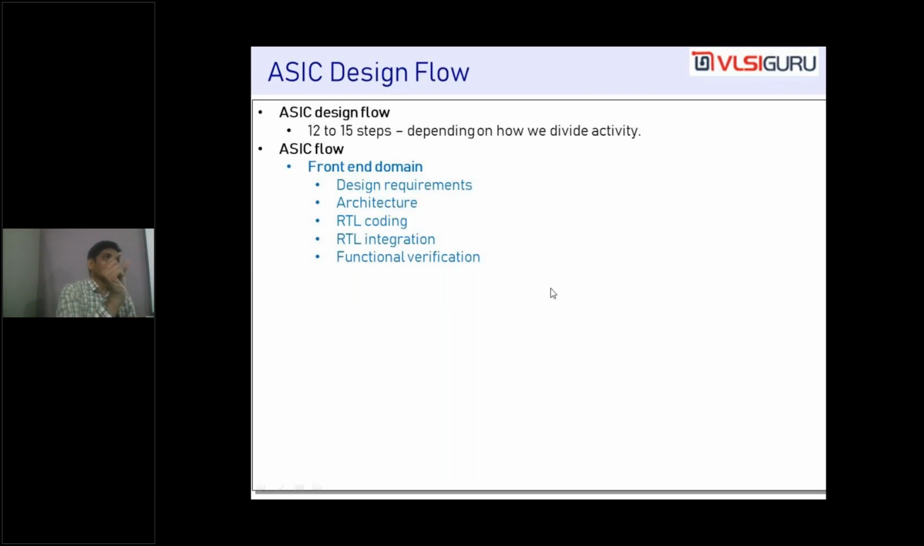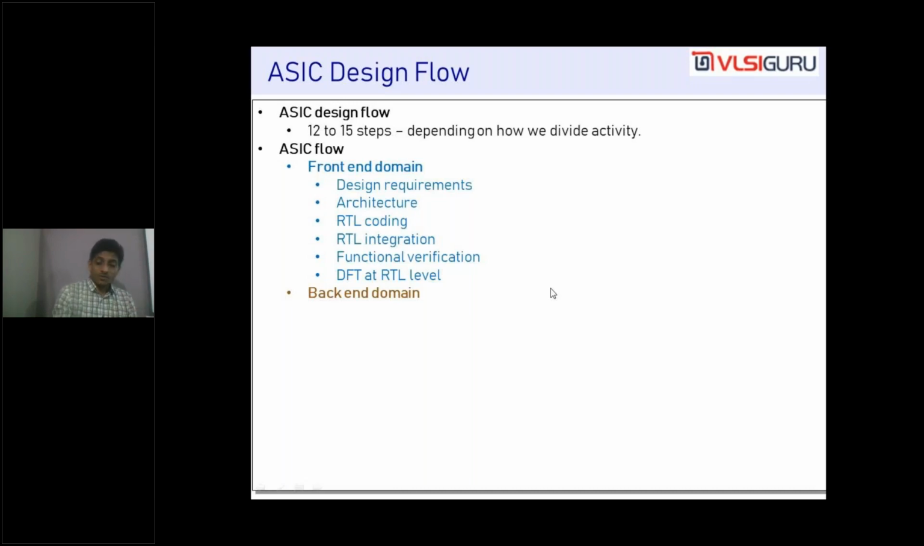Now, what exactly is RTL? What does RTL stand for? Register transfer level. It is one style of developing the Verilog code. After functional verification, we do something called DFT, design for testability, at the RTL level. Once it is done, this completes the front-end domain flow. What is the next step after the front-end domain flow?